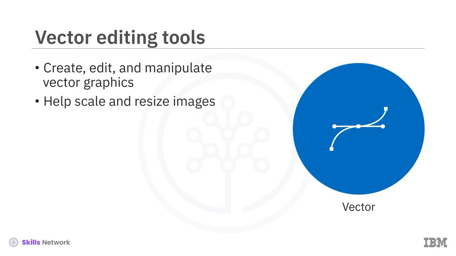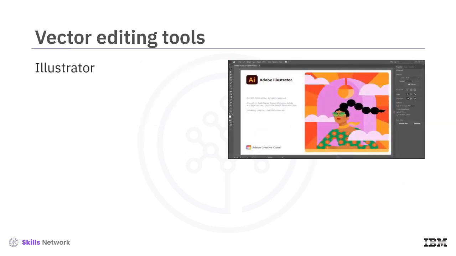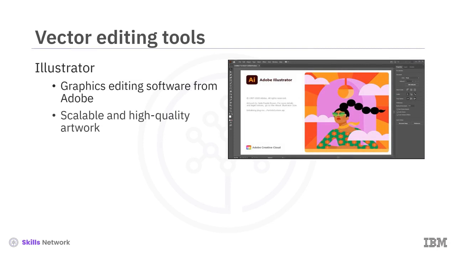Mathematical equations and geometric shapes serve as the base for vector graphics, which enable them to scale and resize without losing quality. Some popular vector editing tools include Illustrator and Inkscape. Illustrator is a vector graphics editing software application from Adobe. It allows designers to create scalable and high-quality artwork for various purposes. It also offers precise control over vector graphics with anchor points, lines, and curves, ensuring smooth and detailed designs.